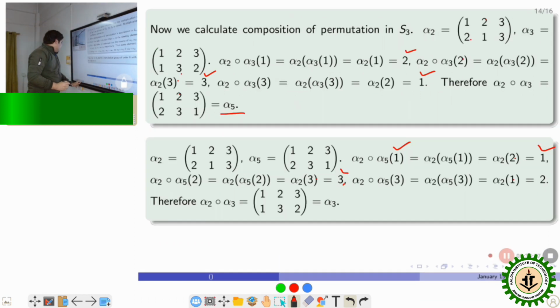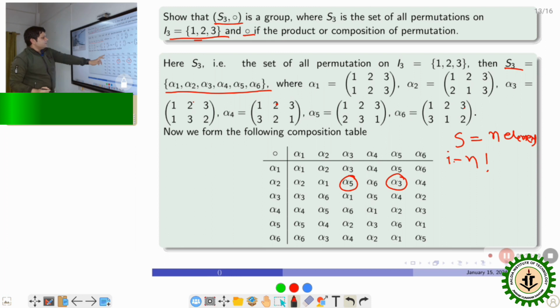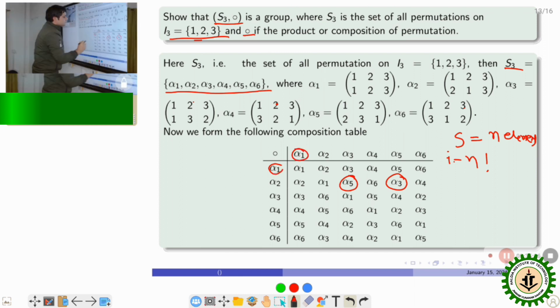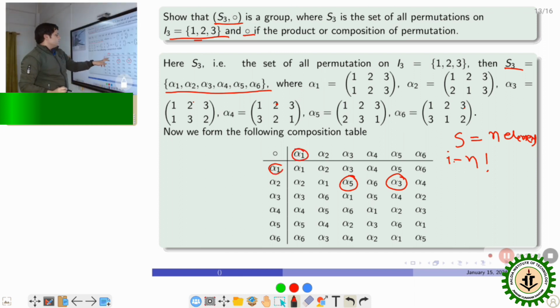Now the identity element. From this composition table, we clearly see that alpha 1 is the identity element, since alpha 1 composition alpha 1 equals alpha 1, alpha 1 composition alpha 2 equals alpha 2, alpha 1 composition alpha 3 equals alpha 3, alpha 1 composition alpha 4 equals alpha 4, alpha 1 composition alpha 5 equals alpha 5, and alpha 1 composition alpha 6 equals alpha 6. Similarly, from this table, we clearly see that alpha 1 is the identity element.